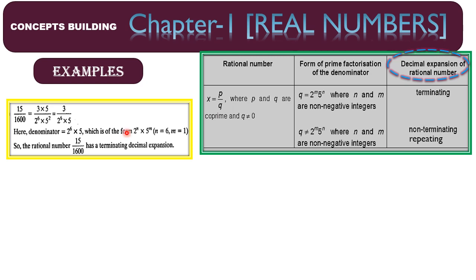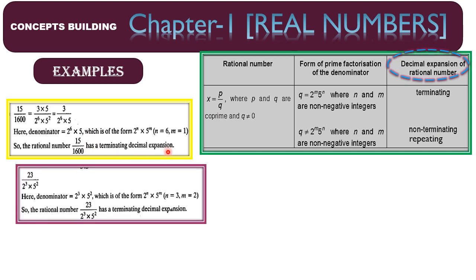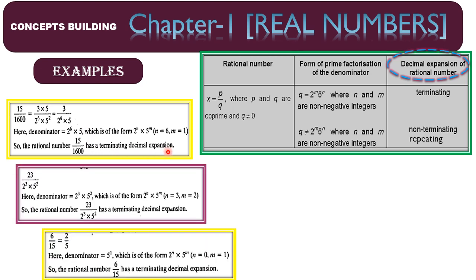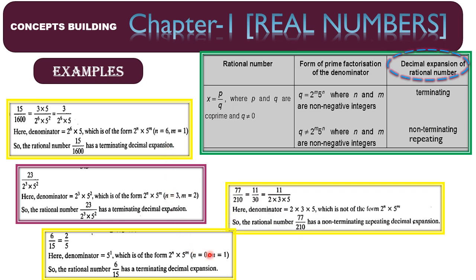Now here we can see some examples. So here the very first example, you can observe the prime factors of the denominator in the rational number 15 upon 1600 is what? 2 raised to the power 6 into 5 raised to the power 2. So here you can observe the denominator is in this form. So we can observe that this number has a terminating decimal expansion. Same way we have some more examples of terminating decimal expansion. So you can observe in both the examples.